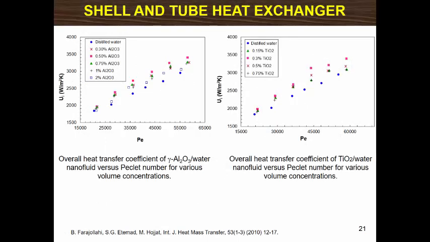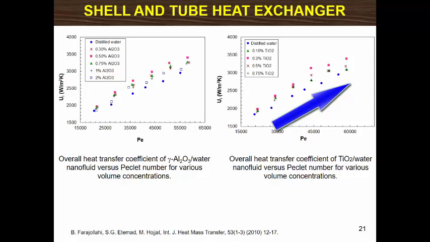We also studied the performance of alumina-water and titanium-water nanofluids as coolant in a horizontal stainless steel shell and tube exchanger in turbulent flow regime. Here you see the overall heat transfer coefficient of nanofluids plotted against the Peclet number for various volume concentrations. As you see, the overall heat transfer coefficient of nanofluids increases significantly with Peclet number.